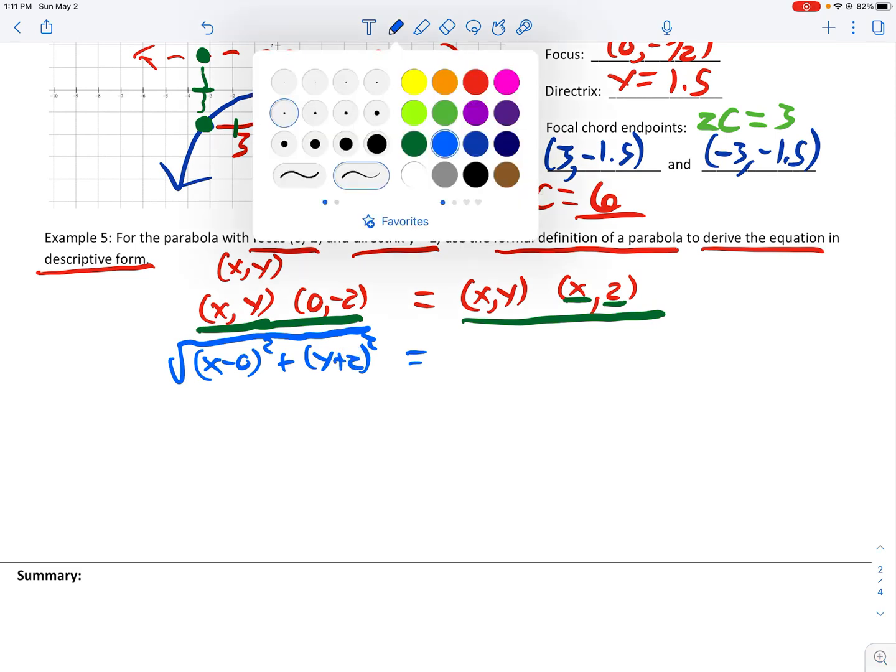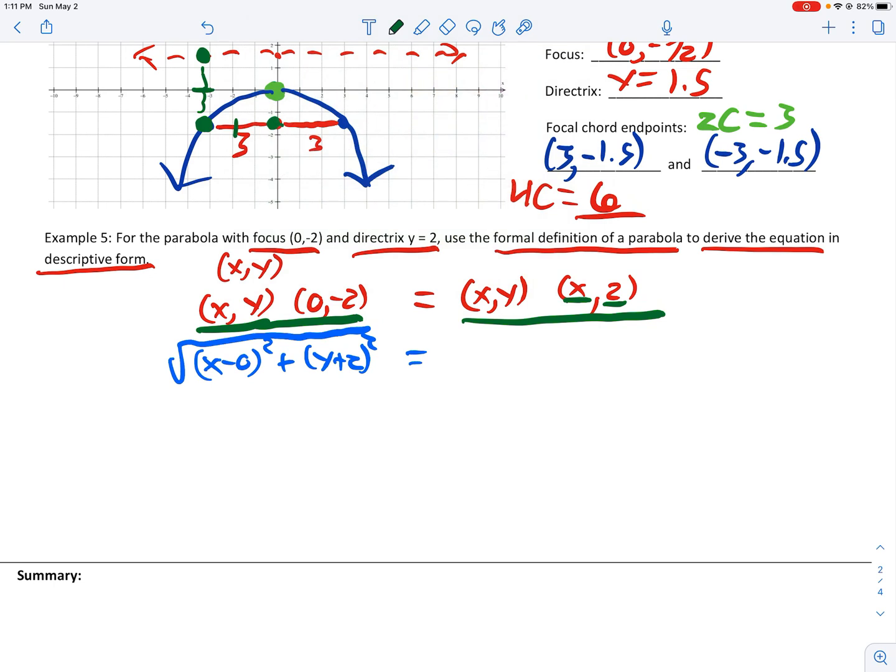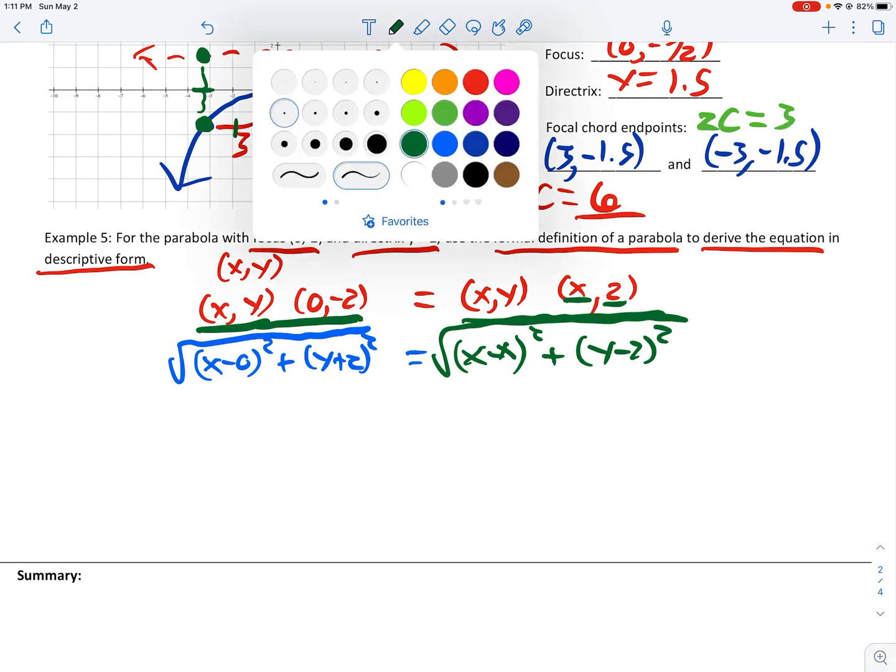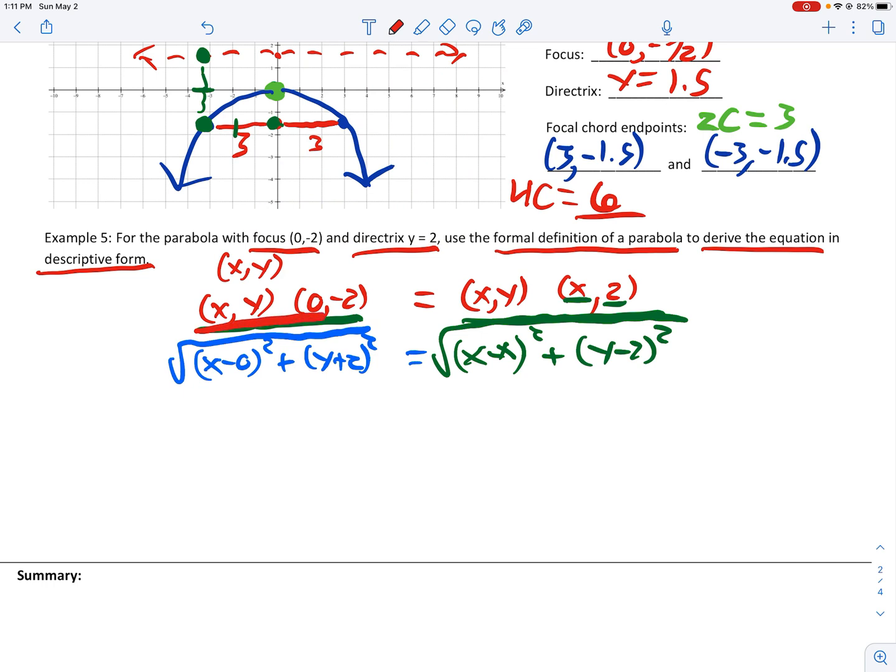And then you do the same thing for the other side. So this distance, x minus x, square that, y minus 2 squared, add it together, take the square root. That's the distance formula. So again, I'm showing the distance between these 2 points is equal to the distance between these two. And by doing that, I'm going to create an equation.